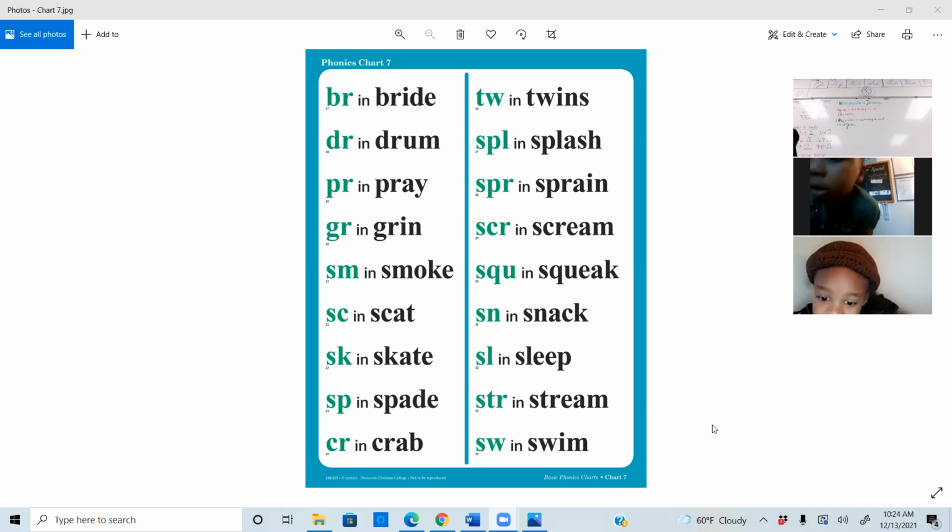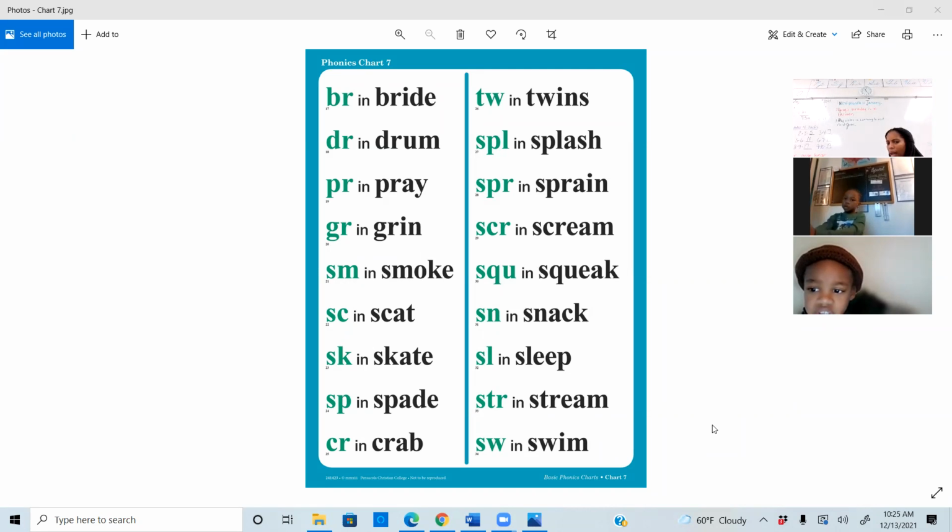SP says sp, and say it like spoon. CR says cr, and crab. TW says tw, and twins. SPL says spl, and splash. SCR says scr, and screen. SPR says spr, and spring. SQU says squ, and sweet. SN says sn, and smoke, that's snack.